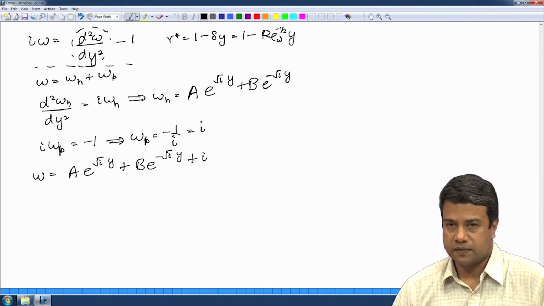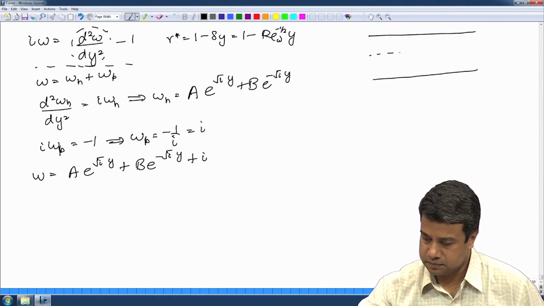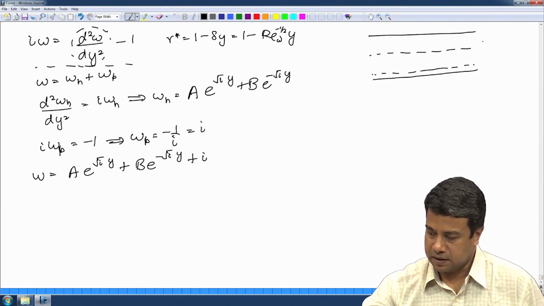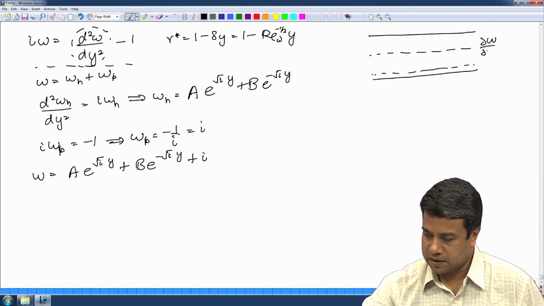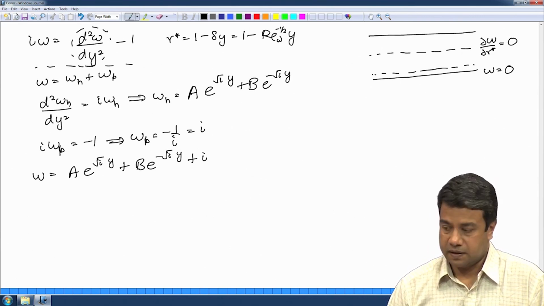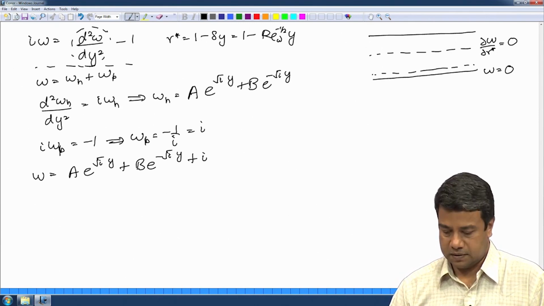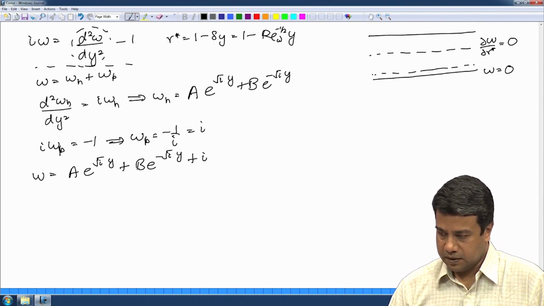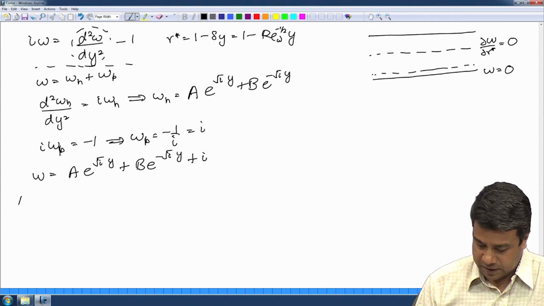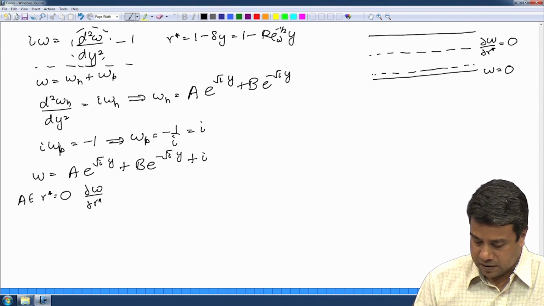How do we find the constants? We have to enforce the boundary conditions. The boundary conditions were that partial W by partial r star is equal to 0 at the center and W is equal to 0 at the wall. By this rescaling that I have done, I do have constants of integration which can be used to enforce the boundary conditions. So, the boundary condition is that at r star equal to 0, partial W by partial r star is equal to 0.